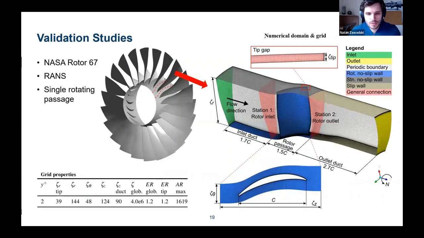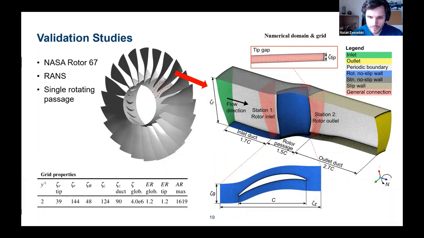So first of all, we did some validation studies. What is a validation? The fact that computational fluid dynamics can solve a very complex differential system doesn't mean that it does it correctly in all circumstances, right? There are so many things that one needs to consider while setting up a computational fluid dynamics analysis.